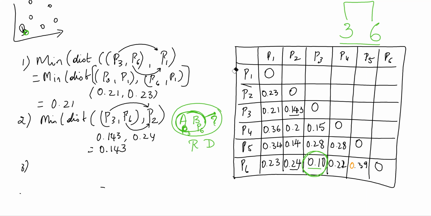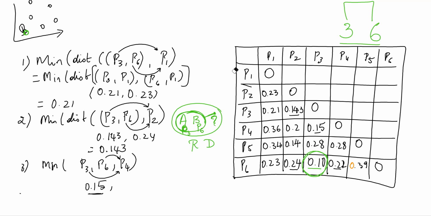I'll take the third value. Third value is the minimum distance of P3, P6 with, I can't take P3 again because P3 is there already, so I'll take P4. From here to here, I have to identify the distance. P3 to P4 is 0.15, comma, P6 to P4 is 0.22. So obviously I'll get 0.15 as the distance.